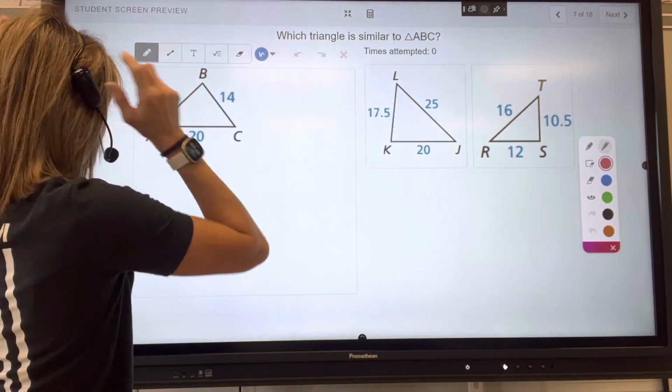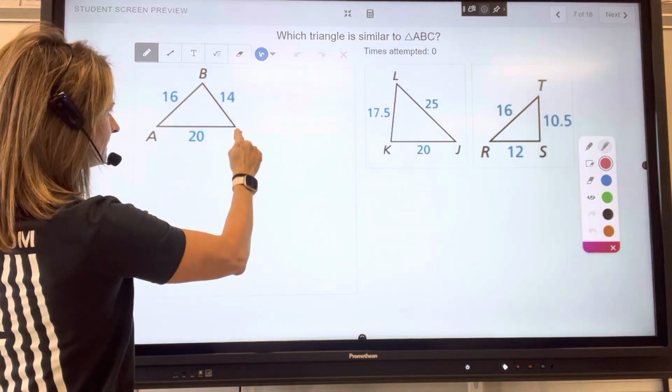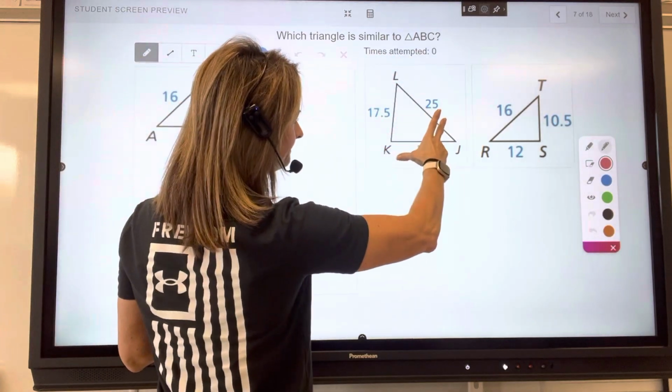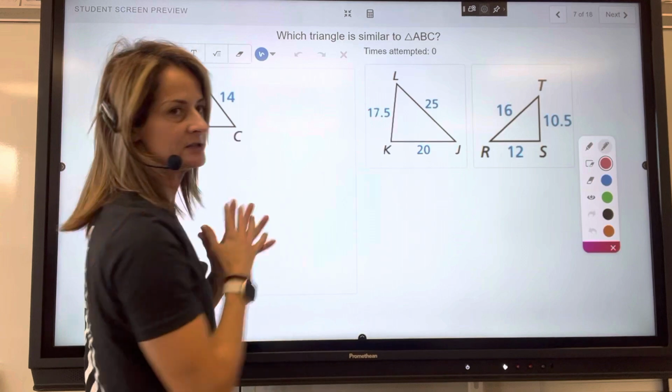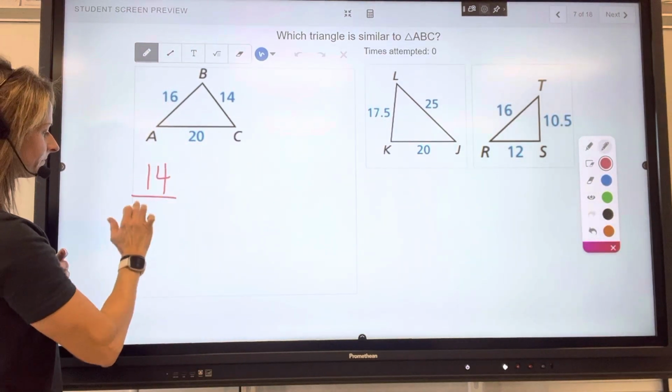The shortest side in this triangle is BC, right? 14. So the shortest side in this triangle is going to be 17.5. So the 14 is going to correspond to the 17.5. And that's going to be one of our ratios.